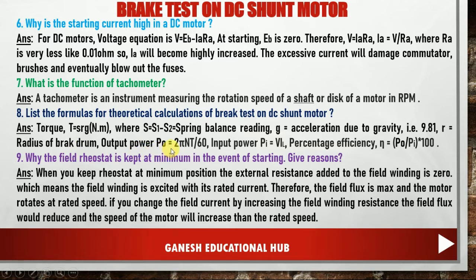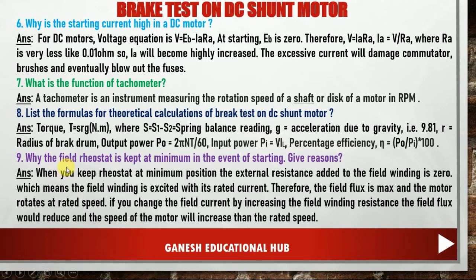Output power P0 equals 2 pi NT by 60. Input power Pi equals VIL, terminal voltage times load current. Finally, percentage efficiency equals output power by input power into 100. With the help of these formulas, we will calculate the efficiency of the DC shunt motor and its performance characteristics also.